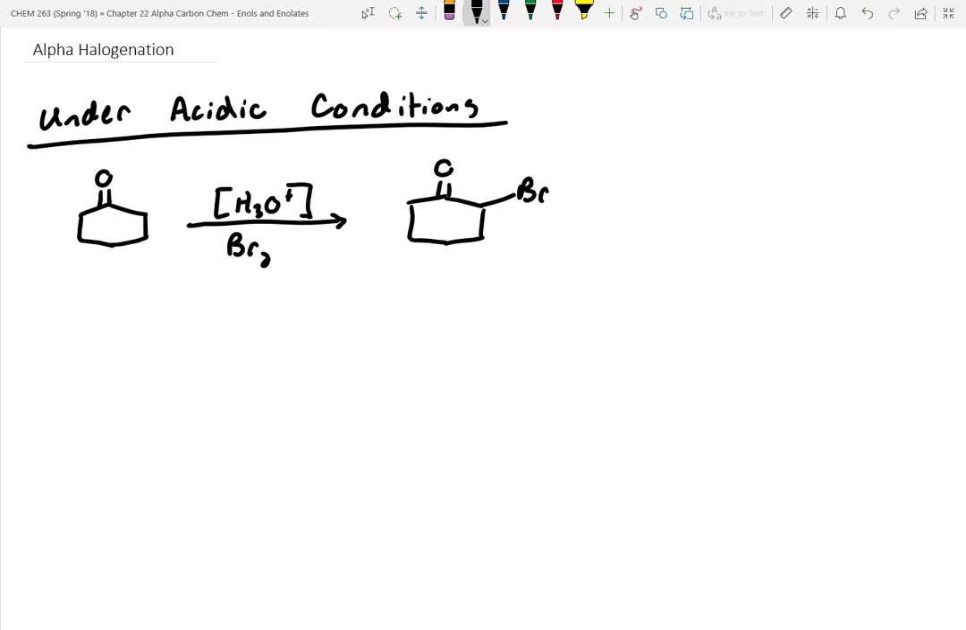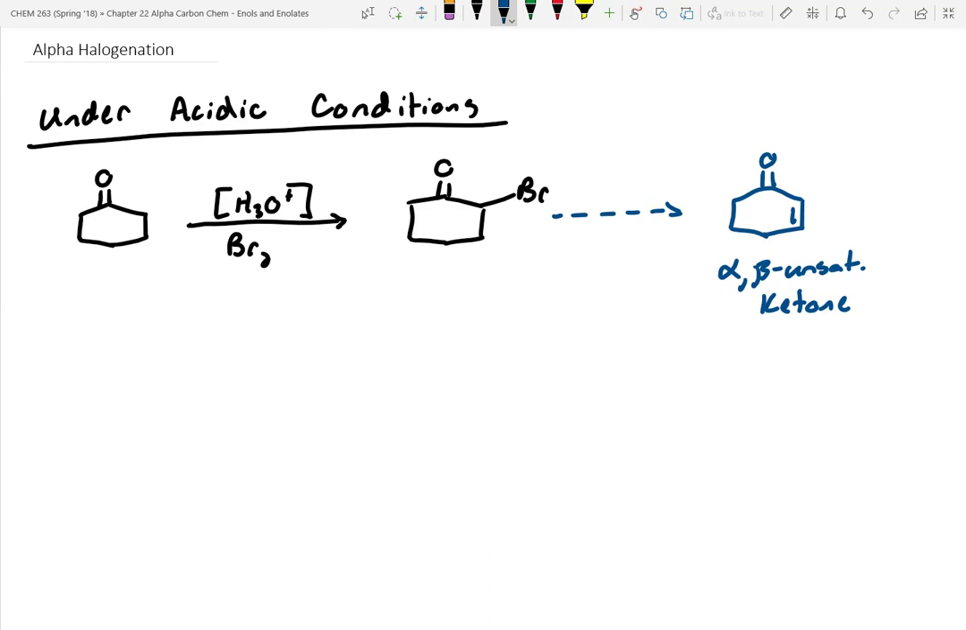Typically, this is an intermediate, and the reason why is you can further react this. Make a new alkene. Oh man, struggling with my double bonds today. There we go. That looks like this. This is called an alpha beta unsaturated ketone. And we're going to see a lot of these later on.